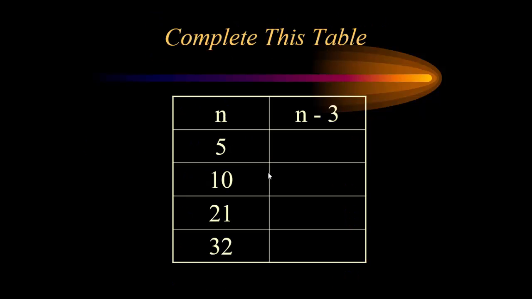Here we have one side that tells us n is this number, and then we want to evaluate it. So we're just going to plug this number in to our other side. So here we have n minus 3. So that would be 5 minus 3, which would give us 2. 10 minus 3 would give us 7. And 21 minus 3 is 18. 32 minus 3 should give us 29. The same thing here, so we have 5 plus 6 is 11, 10 plus 6 is 16, 21 plus 6 is 27, 32 plus 6 is 38.